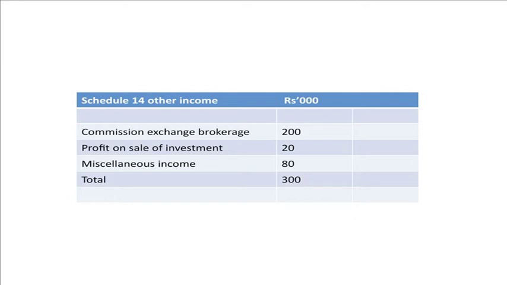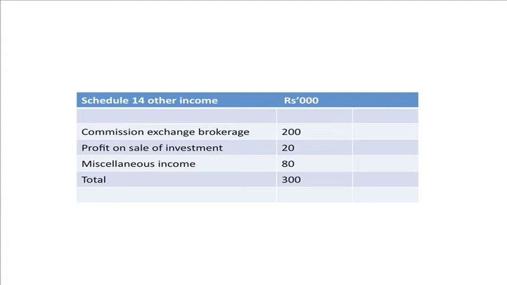It is also prepared in rupees thousands. So, here we have identified already in our question what items will fall under other incomes. So, we are working on the credit side of our question. Commission, exchange, brokerage is 200 here, that is 2 lakh. We have written 200 because I have already explained that it is being presented in thousands. So, commission, exchange, brokerage 200, profit on sale of investment 20, miscellaneous income is 80.